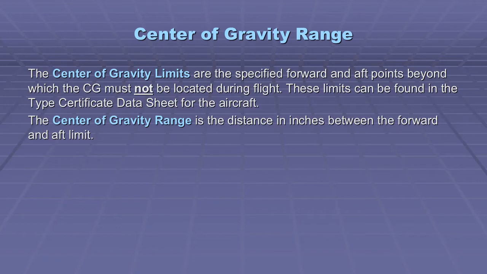The center of gravity limits are the forward and aft points between which the center of gravity of an aircraft must remain during the entire course of a flight to maintain safety and efficiency during flight. These limits are subject to change during the course of a flight as fuel is burned off and the weight of the aircraft is thus reduced.